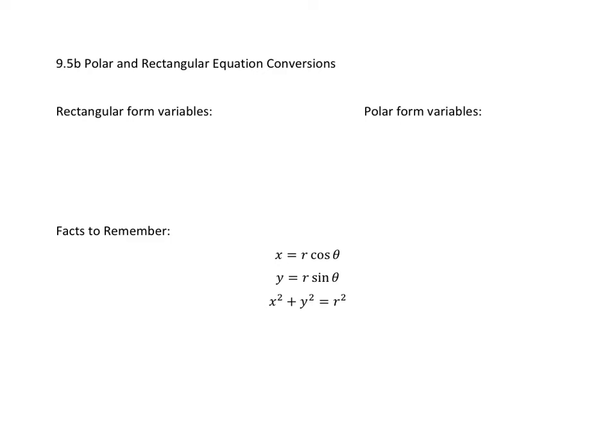Okay, we're going to keep practicing converting polar and rectangular equations. Last time we converted coordinate points. Now we're going to convert equations. They're the same things to remember. Rectangular form variables, you always want x and y. Polar form, we want r and theta.